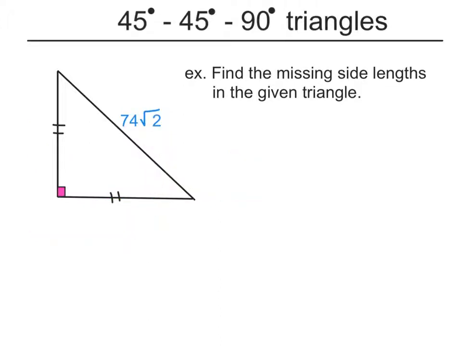Okay, so what if I kind of go backwards here and give you the length of the hypotenuse? If I tell you that the hypotenuse is 74 root 2, can you find the measure of the legs? Well, sure. We know that the hypotenuse is longer than the legs. Longer by how much? By a factor of root 2. So if I divide out the root 2, I know that this side has to be 74, and then this side must match and also be 74. Not so bad.